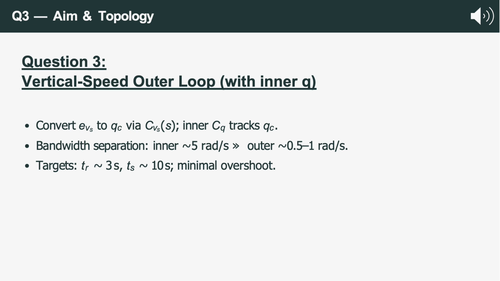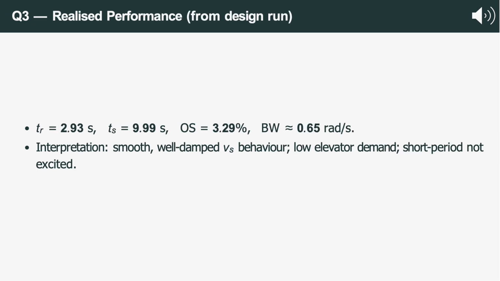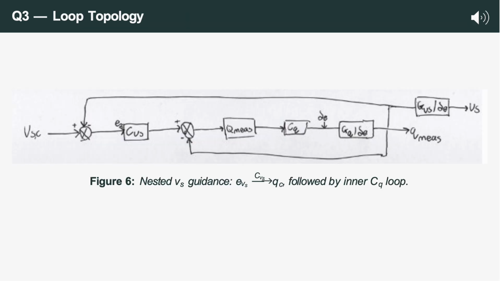With the pitch rate loop working, we added the outer vertical speed loop. It converts vertical speed error into a commanded pitch rate tracked by the inner loop. The outer loop achieved a rise time of 2.9 seconds, settling in 10 seconds with only 3% overshoot, smooth and accurate behavior. This diagram shows the nested structure. Vertical speed commands feed into CVS, producing QC for the inner loop.